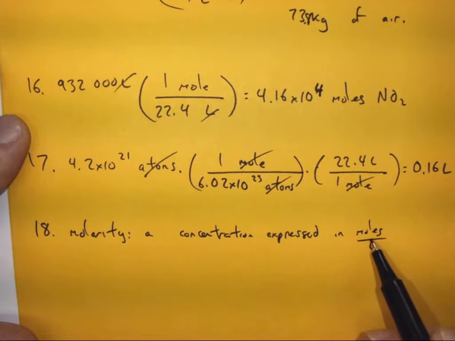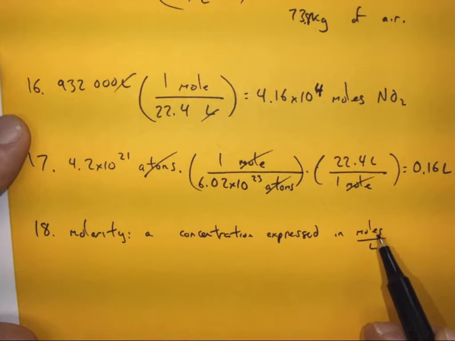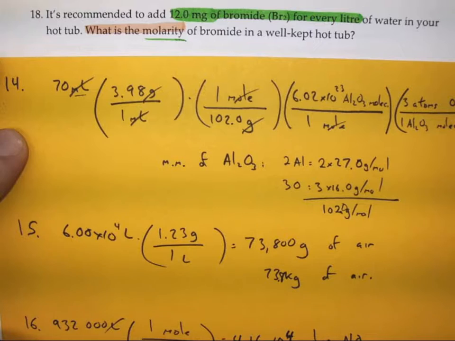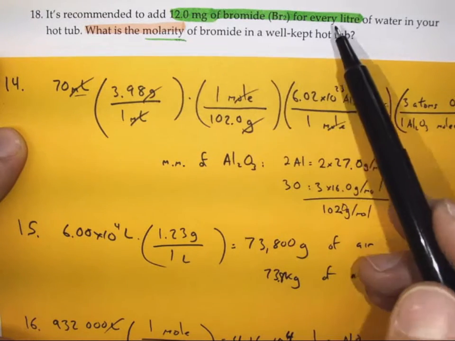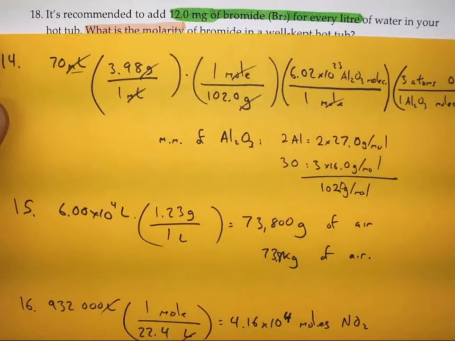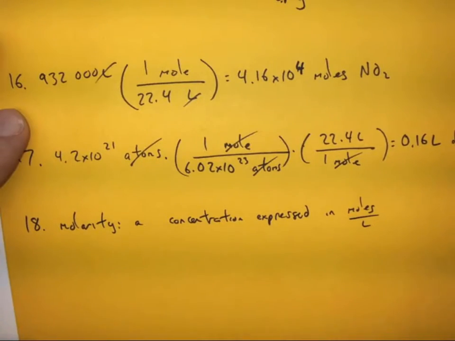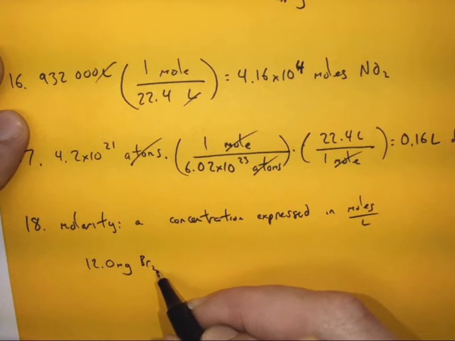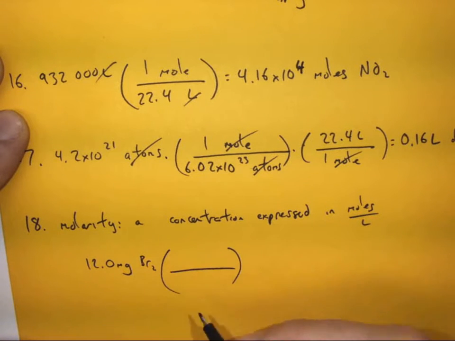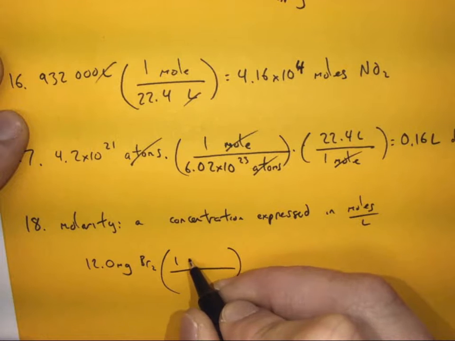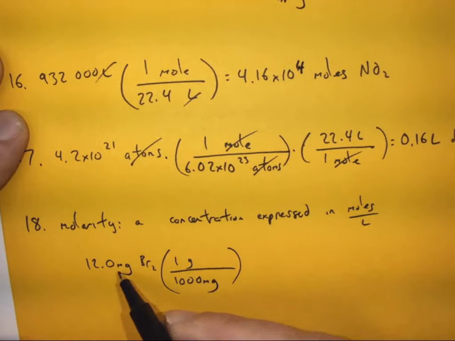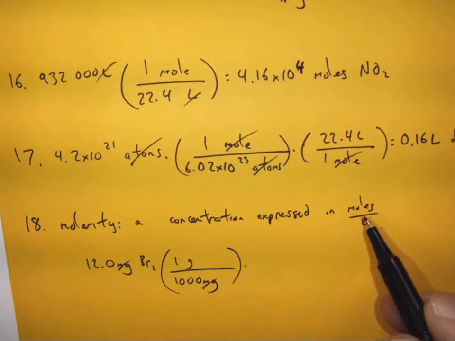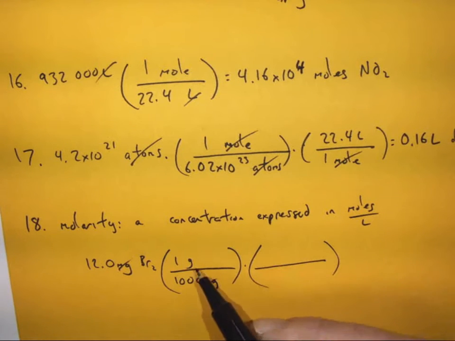So if I can find out how many moles of bromide I have for every liter of water, I should be able to figure out what the concentration is. What do I have here? I have 12 milligrams of bromide for every liter. So if I can figure out how many moles of bromide that is, I should be good. I've got 12.0 milligrams of bromide, and first I should probably turn that into grams. 1 gram is 1,000 milligrams. Milligrams cancel. And I need to know the number of moles.